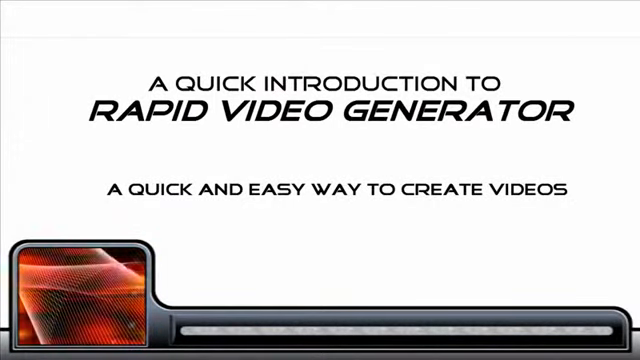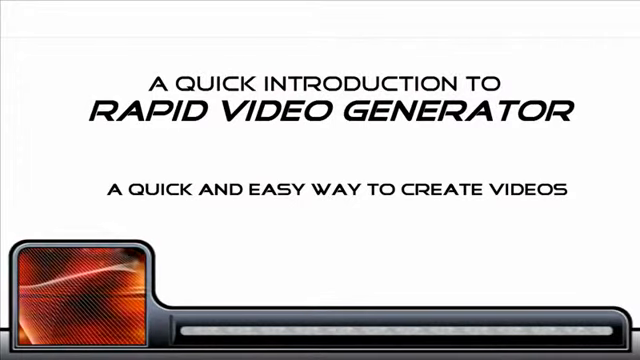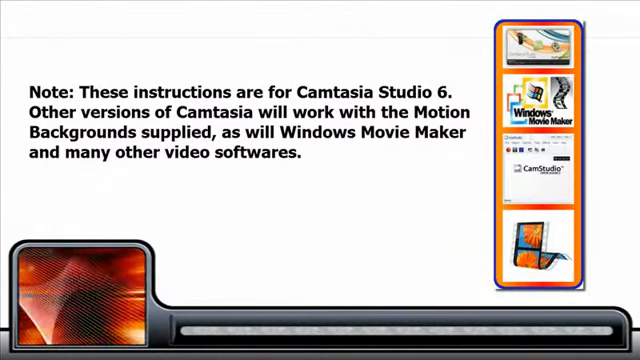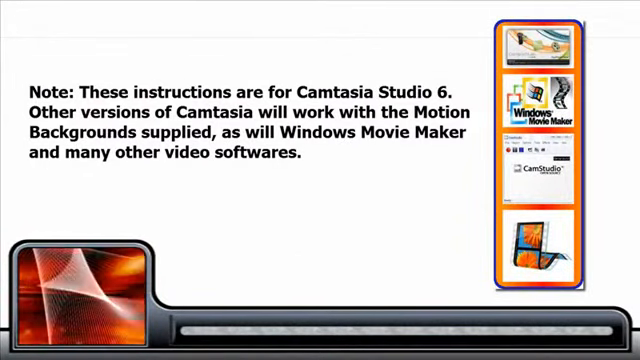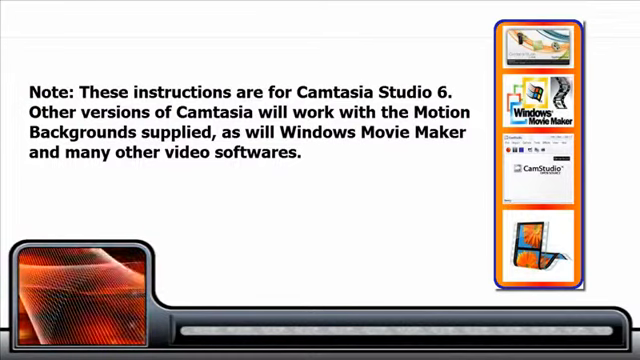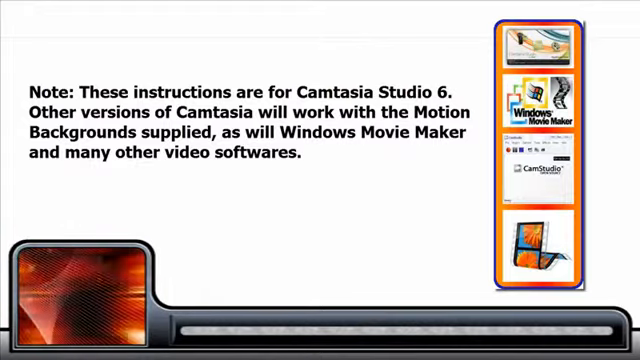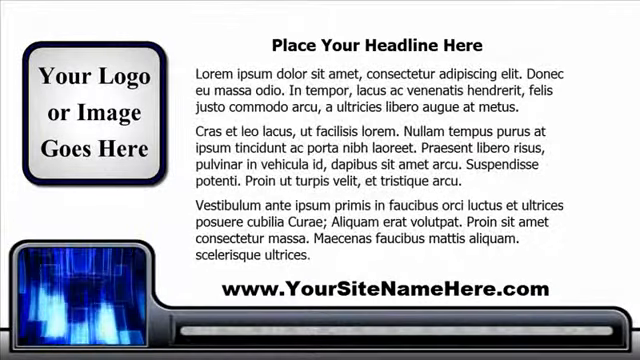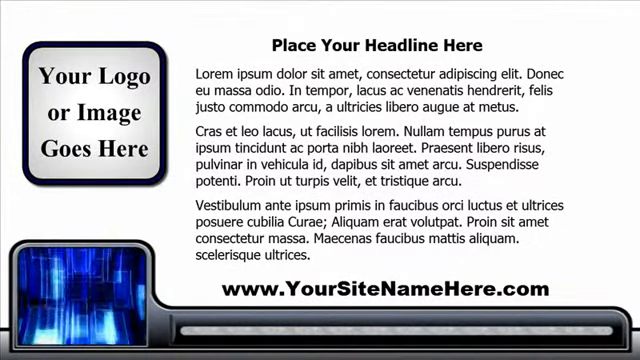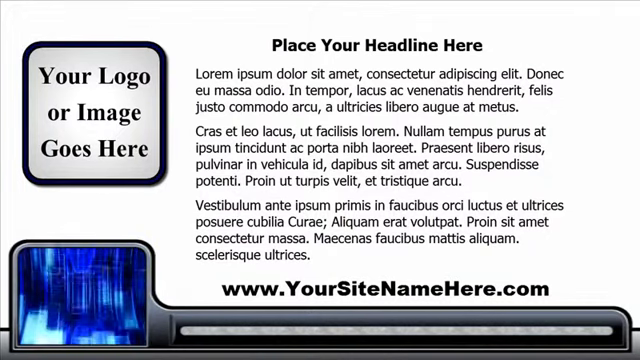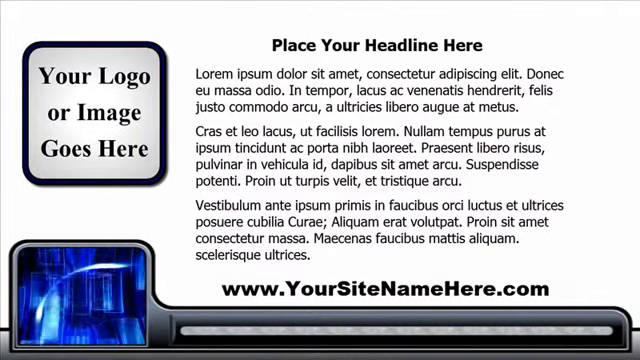This product was created to help you make videos the fast and easy way. Note, these instructions are for Camtasia Studio 6. Other versions of Camtasia will work with the motion background supplied, as will Windows Movie Maker and many other video software. First, let's look at a mock-up of a video created using these Rapid Video Generator motion backgrounds.